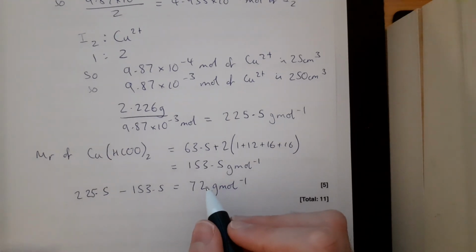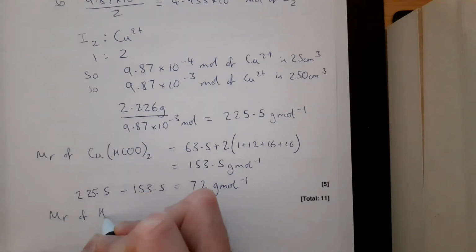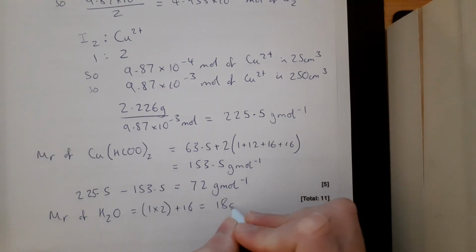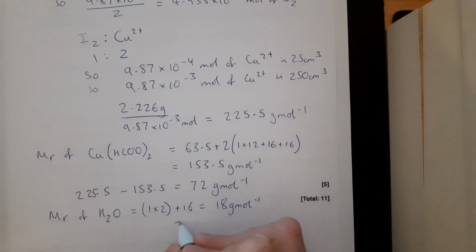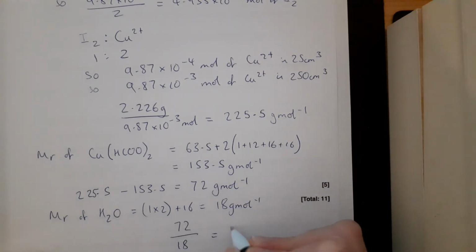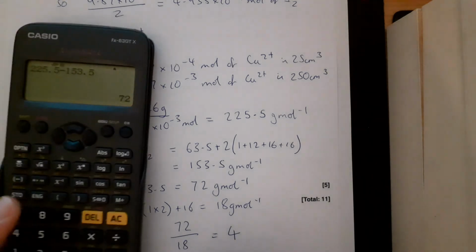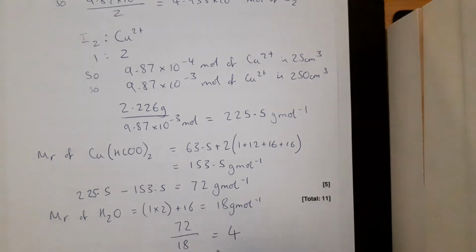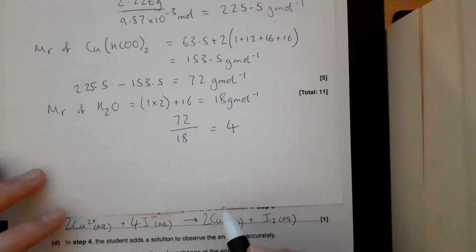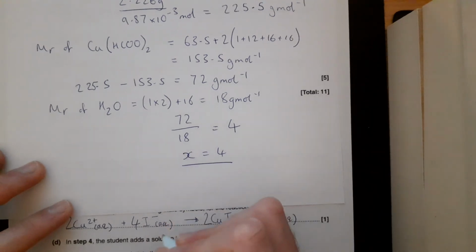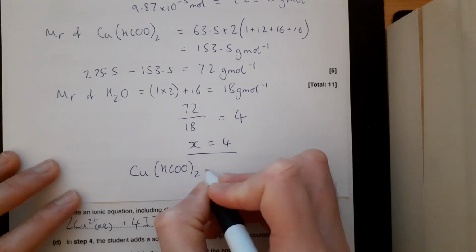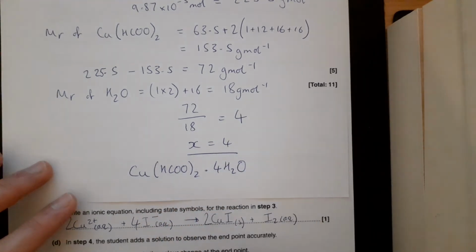So what we now need to do is work out the formula mass of water. 1 times 2 plus 16, which is 18. And then we can divide this, which comes out as 4. I'll prove that to you in case you don't believe me. So that's going to tell us that we've got 4 waters of crystallization. So we can just write this out. Let's make this super clear for the examiner. We're going to write X equals 4, and then we can write out Cu(HCOO)2·4H2O. Okay.